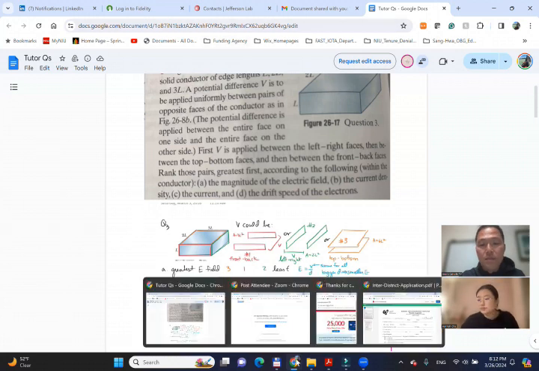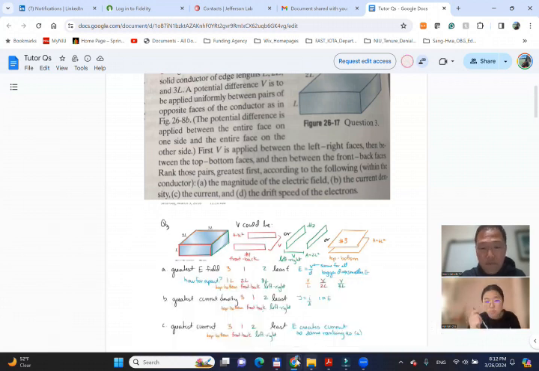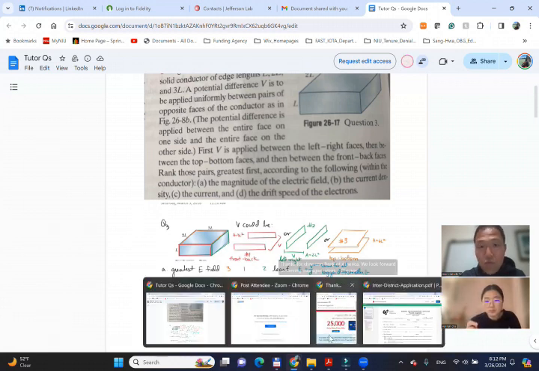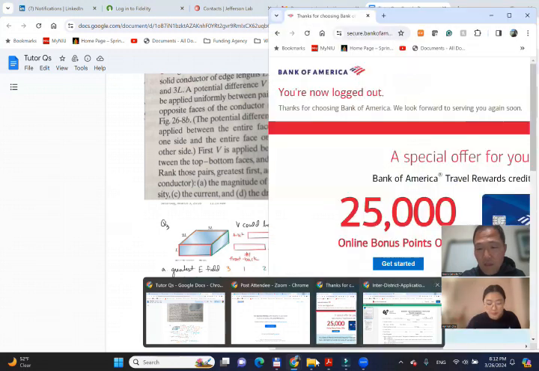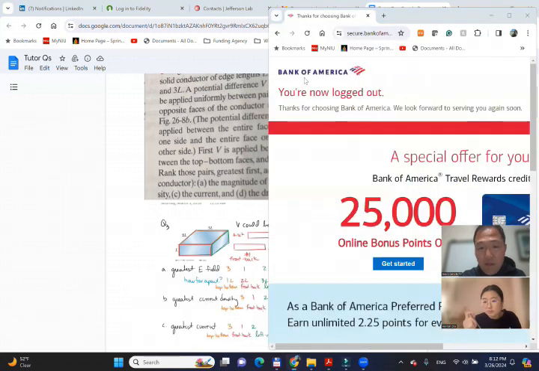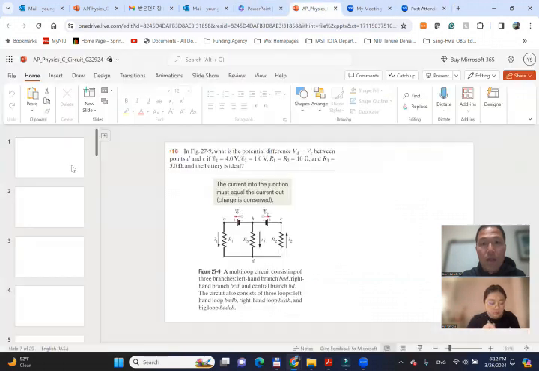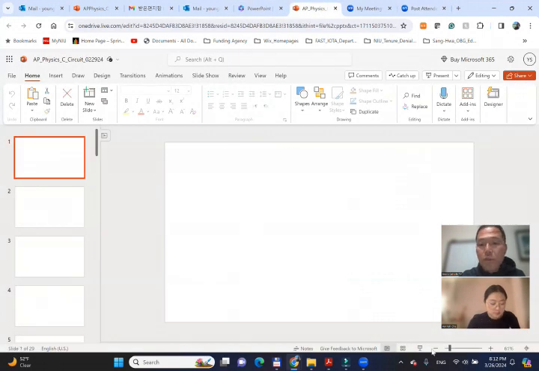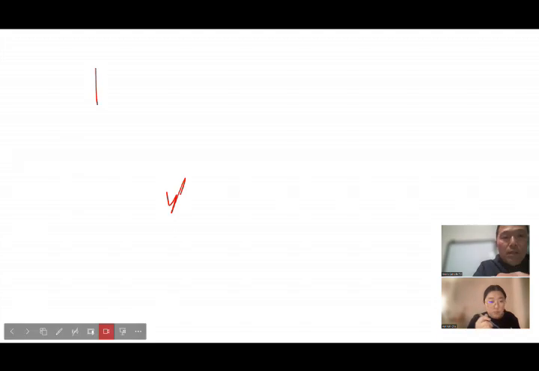Hold on. Where is my, oh, that's not this one. Okay, got it. All right, hold on. Let me share my screen. So you have all three directions, right? X, Y, Z, and you have this shape of conductor.